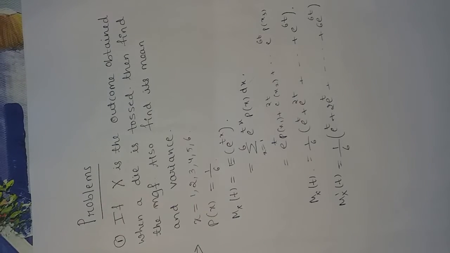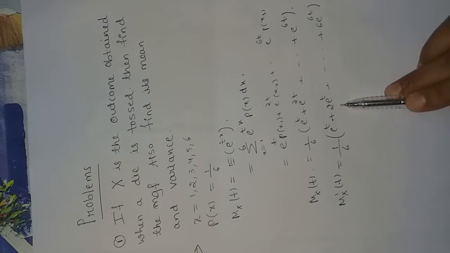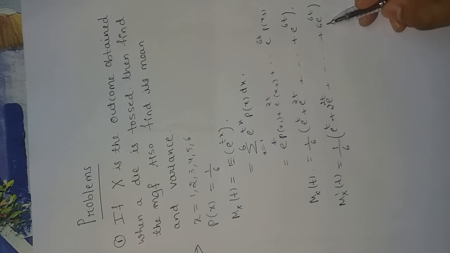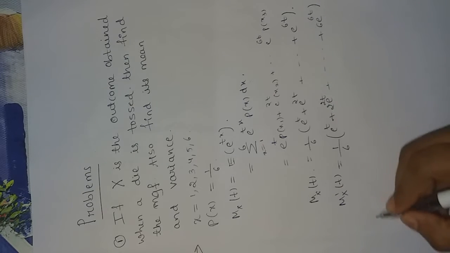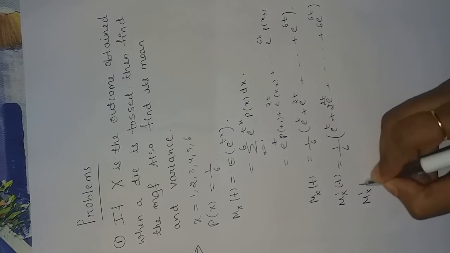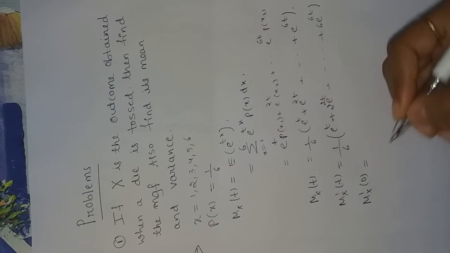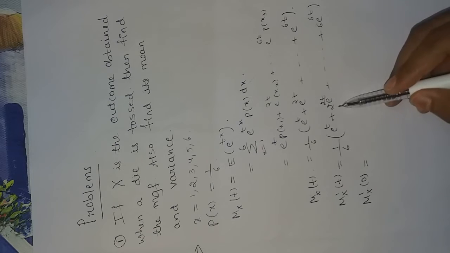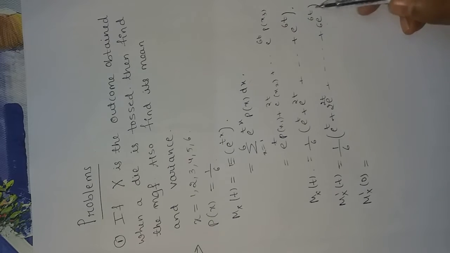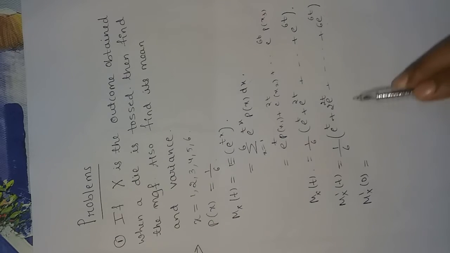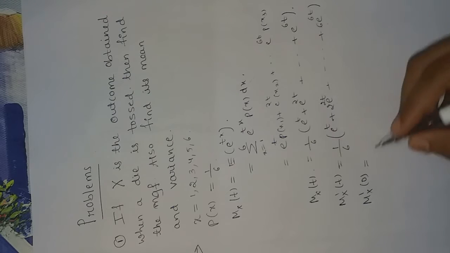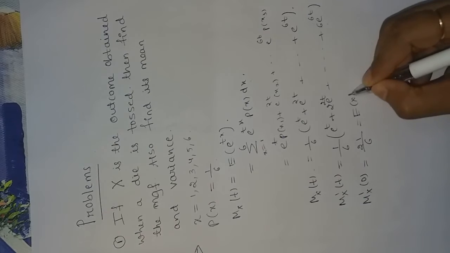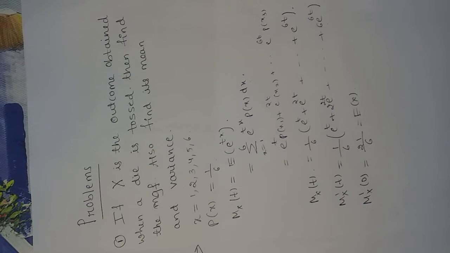So that is 1 by 6 into e power t plus 2 into e power 2t, so on up to 6 into e power 6t. Then put t equal to 0, we get Mx dash of 0 as e power 0 plus 2 into e power 0, so on up to 6 into e power 0, divided by 6. That is 1 plus 2 plus 3, so on up to 6, divided by 6. We get 21 by 6. So this is the expectation or the mean of the random variable.